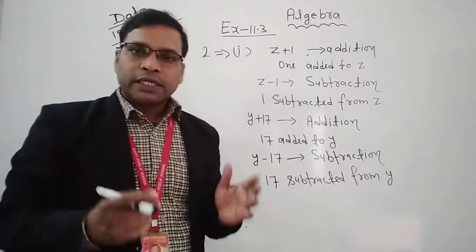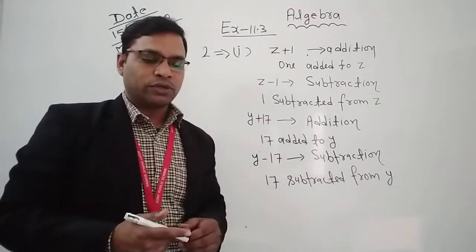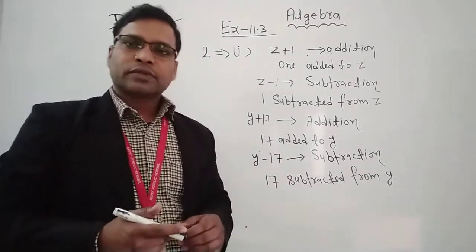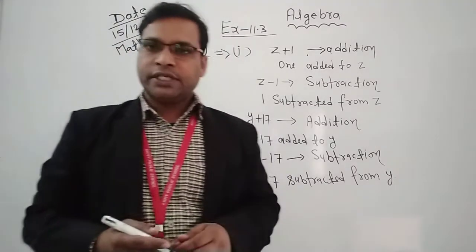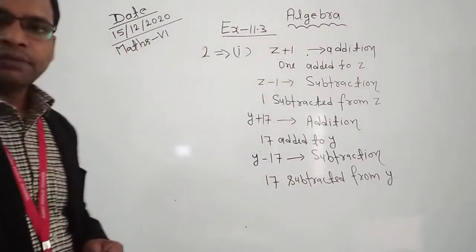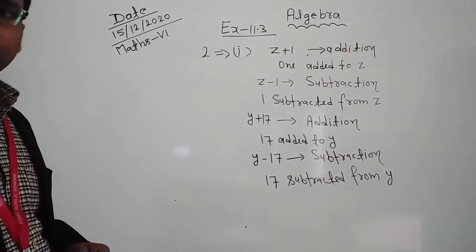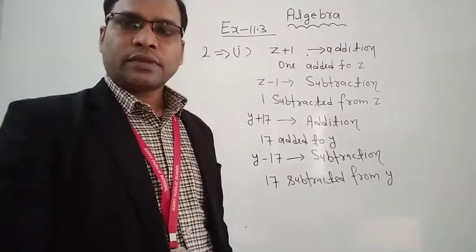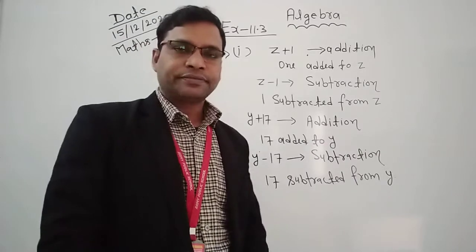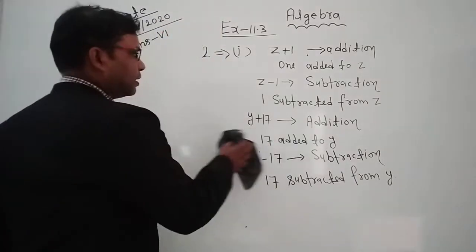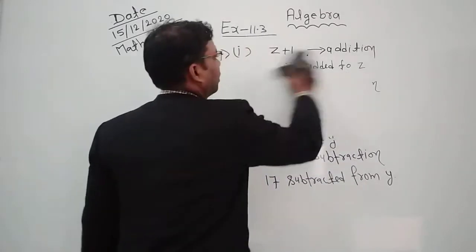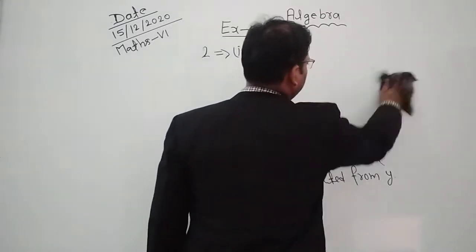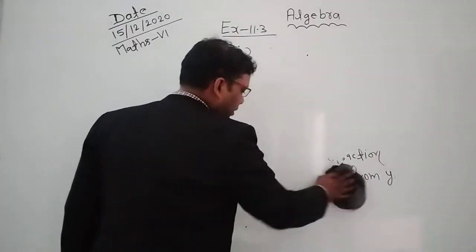Now we are going to discuss the second part of this question number 2. And the second part is 17y, y divided by 17, 5z. So let's see how we can solve the second part of this question. In the second part of question number 2, all expressions use multiplication and division.